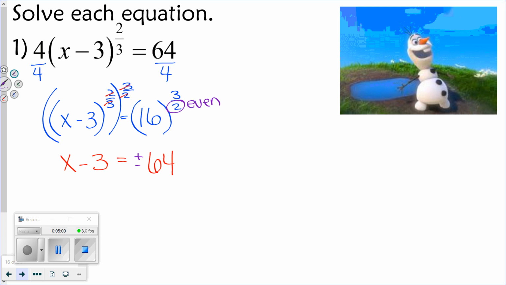Now I will get x by itself, right? So I have to add the 3 over here. So 3 plus or minus 64. Hopefully it looks familiar when I used to write it that way. What's 3 plus 64? 67. And 3 minus 64. There you go.